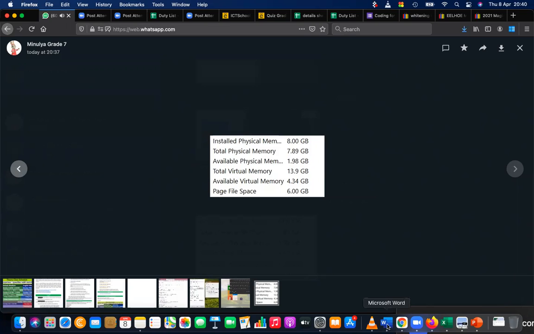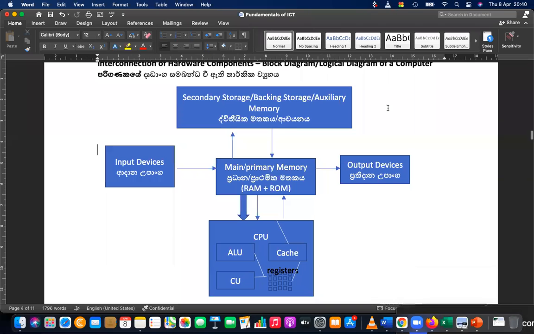Okay, let's go back. Now you know the process, how it happens. And inside the CPU you also have a few other components. One is the ALU, arithmetic and logical unit. Another one is there. Sir, what's cache? Cache, you pronounce that as cache memory. That is similar to a memory inside the processor.